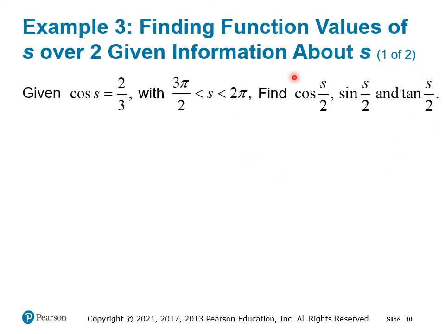So one of the things we have to do first is figure out what quadrant s over 2 is in. This is actually really simple. Since we know we have this inequality for the angle s, and we want to know the angle s over 2, we just divide all three pieces by 2.